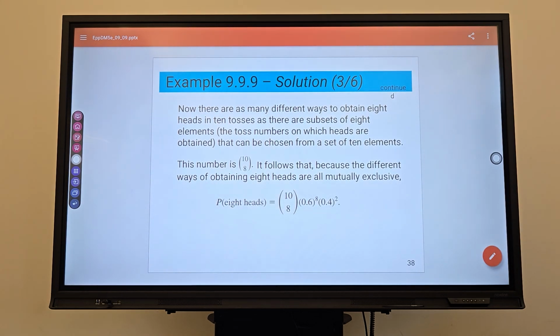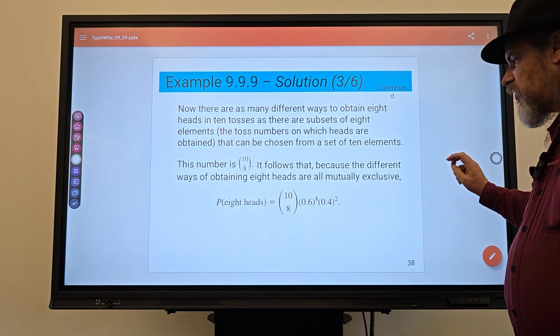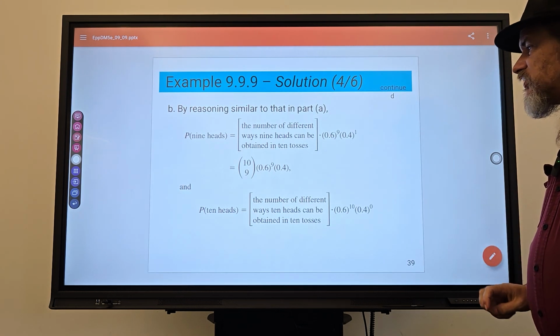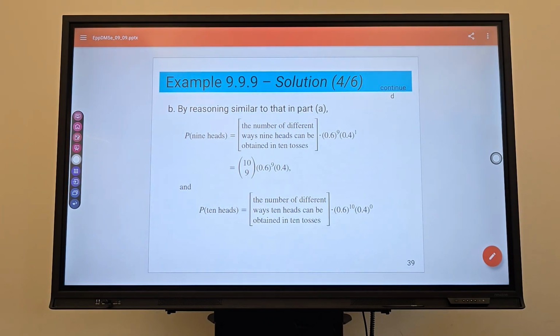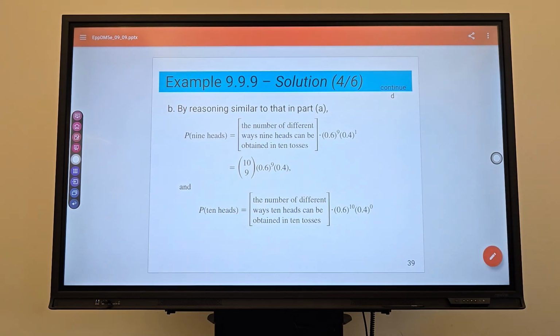Now there are as many different ways to obtain 8 heads in 10 tosses as there are subsets of 8 elements, the toss numbers on which the heads are obtained, that can be chosen from a set of 10 elements. This number is 10 choose 8. It follows that because the different ways of obtaining 8 heads are all mutually exclusive, the probability of getting 8 heads is 10 choose 8 times 0.6 to the 8th power times 0.4 to the 2nd power. They didn't give a result.